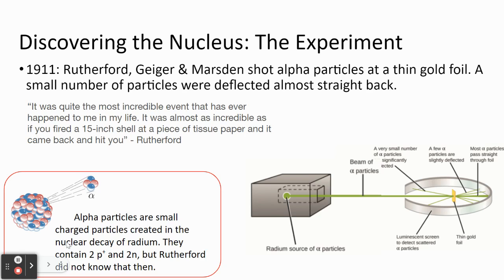Now, they didn't know what alpha particles were. Okay, we know now that alpha particles are made out of 2 protons and 2 neutrons. And they generated those alpha particles. They passed them through the gold foil, and there was a detector that showed where those alpha particles went.